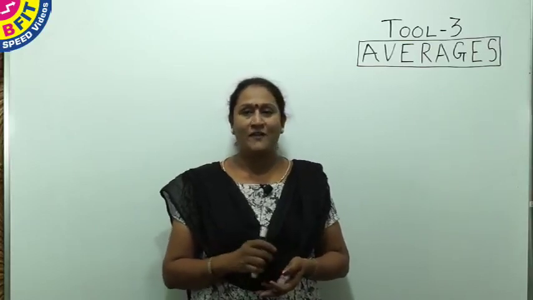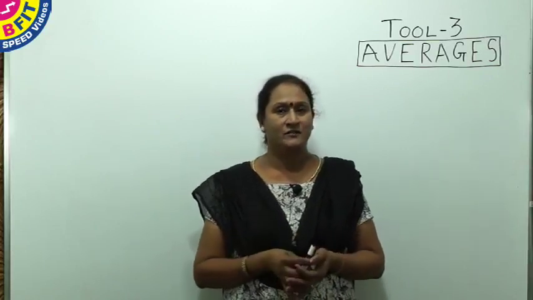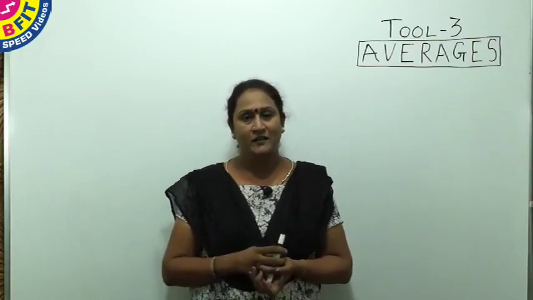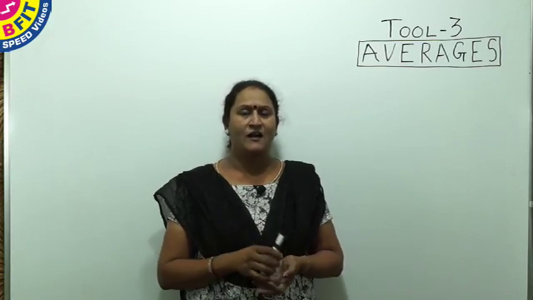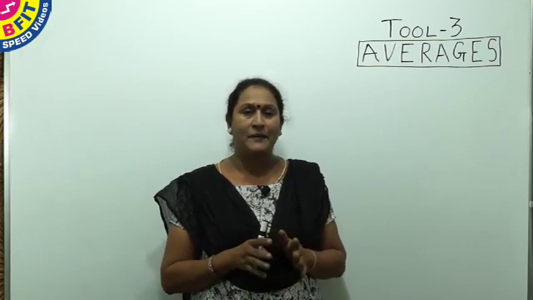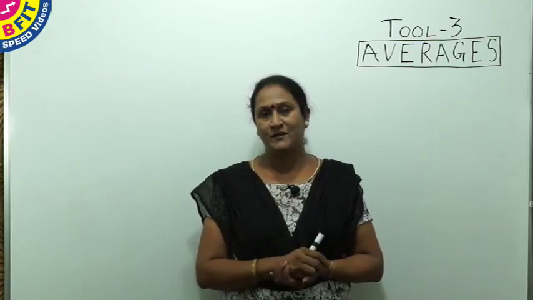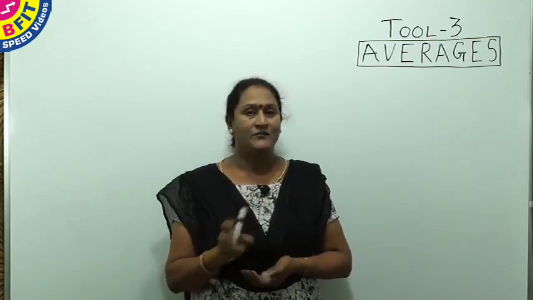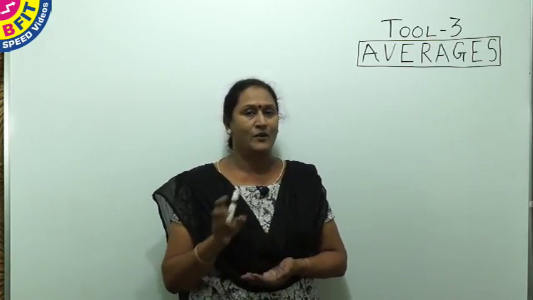See the next tool, averages. And why is this measure average used? So we use this measure to get an overall view on the given data. And how is average found? So we find the average by adding all the data and dividing by number of terms. So normally average is found by adding all the terms and dividing it by number of terms.